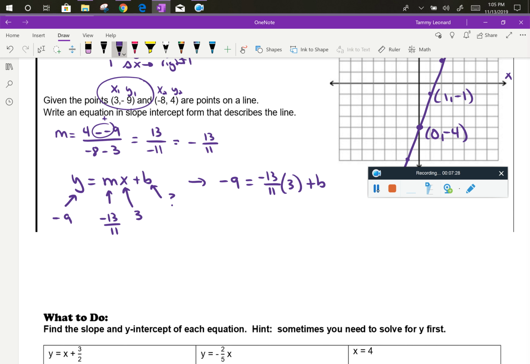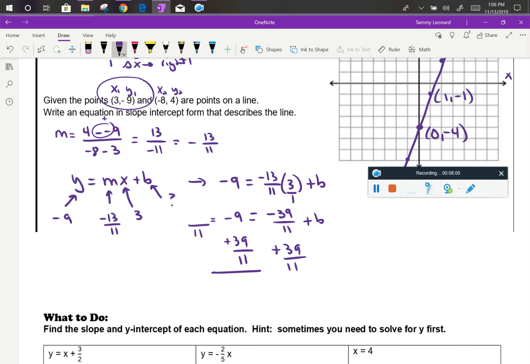So first I would remember that -13/11 is like -13/11 times 3/1, and that when we multiply fractions, we multiply straight across when there's nothing to reduce. So we have -39/11 plus b equals a -9. Now I'm going to want to add this 39/11 to each side. So when it gets there, it needs a common denominator, so I've got to think about that.